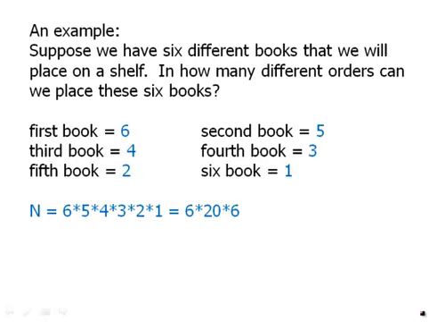Now we can simplify this a little bit. The 3 times 2 is 6, the 5 times 4 is 20. 20 times 6 is 120. 6 times 12 is 72, so 6 times 120 is 720. And that's the number of different orders in which we can put these books.